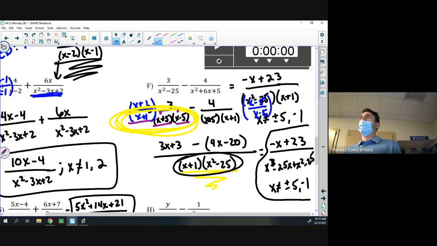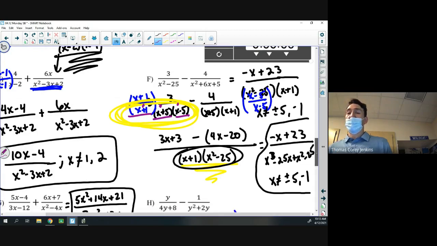Does that make sense? In other words, I don't use plus or minus 1 because there's no x minus 1 factor. There's only an x plus 1 factor. Does that make sense or not really? Okay. So basically, those are the three numbers that, if I plug them in, would make my denominator equal to 0.